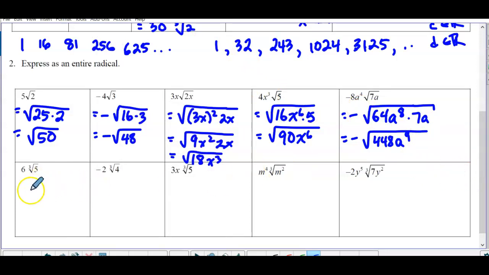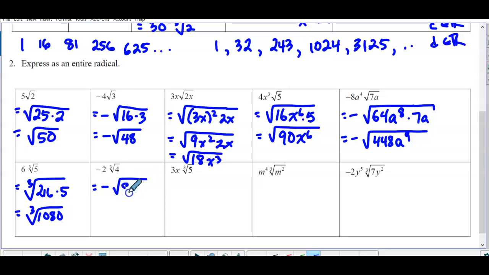Next one has cube roots. So this is going to be 6 cubed underneath. So 6 cubed is 243. Or sorry, 216 times 5. So then multiply those together, and that's your entire radical. Make sure you keep the little index of a 3. If you drop it, then it's really a square root. It doesn't have the same value. Now with the negative here, we can leave it out, so you can show it either way here.